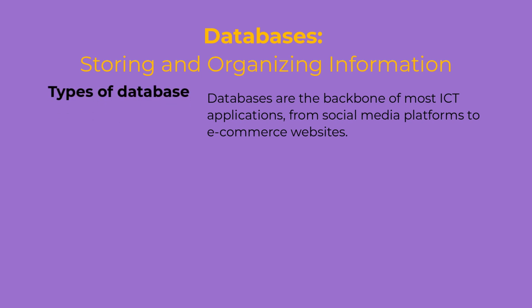Types of databases. Relational databases. These are the most common and organize data into tables with rows and columns. SQL, structured query language, is used to interact with relational databases. NoSQL databases. These are non-relational and handle unstructured data, such as text or multimedia files. Examples include MongoDB and Cassandra.